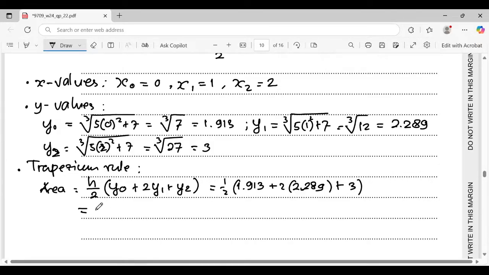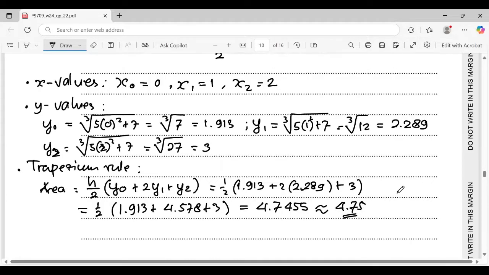So if you calculate, the result will be 1 half times 1.913 plus this 4.578 plus 3. And the result is 4.7455, which becomes 4.75 to 3 significant figures.